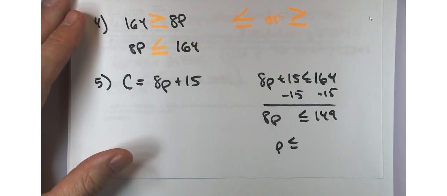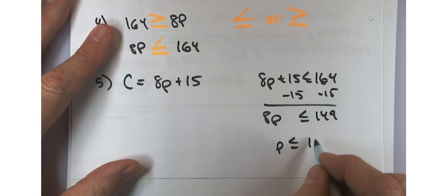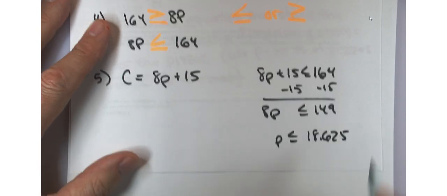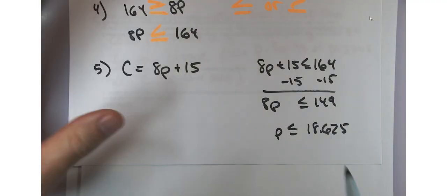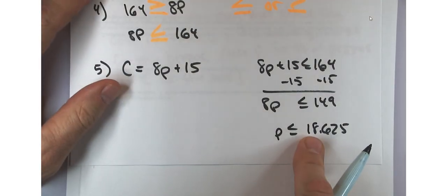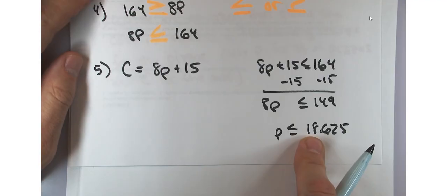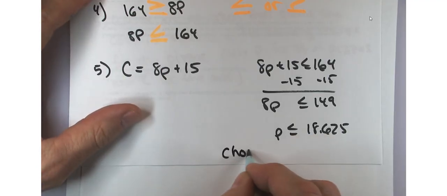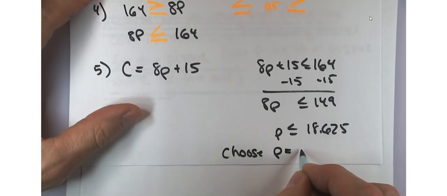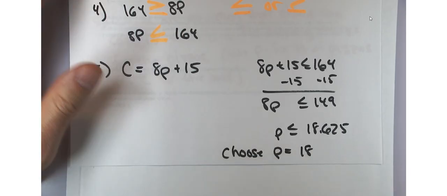149 divided by 8, 18.625. Now this is kind of like a problem that we ran into on the board. Can you buy 5/8 of a pizza? Typically, no. I'm not going to slice it up for you. So what should I choose so that I don't go over budget? Yeah. So choose P equals 18 so that you don't go over budget.